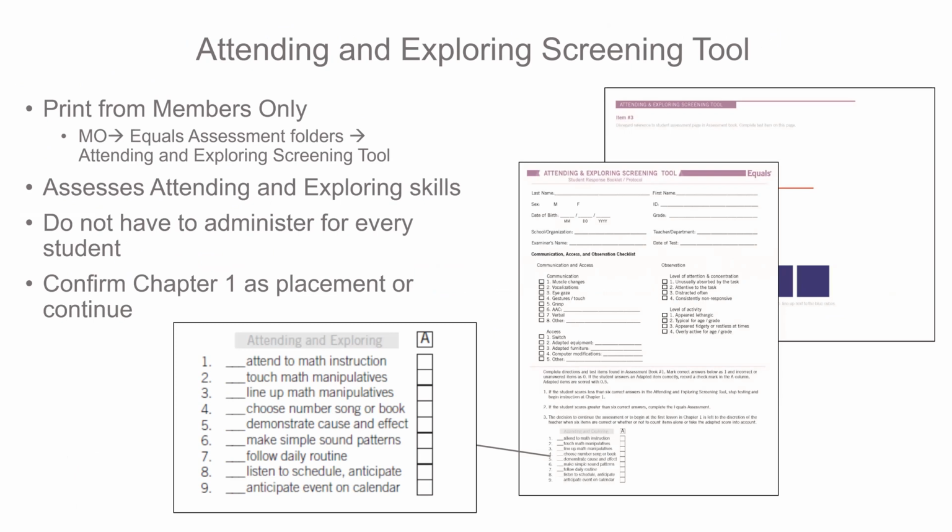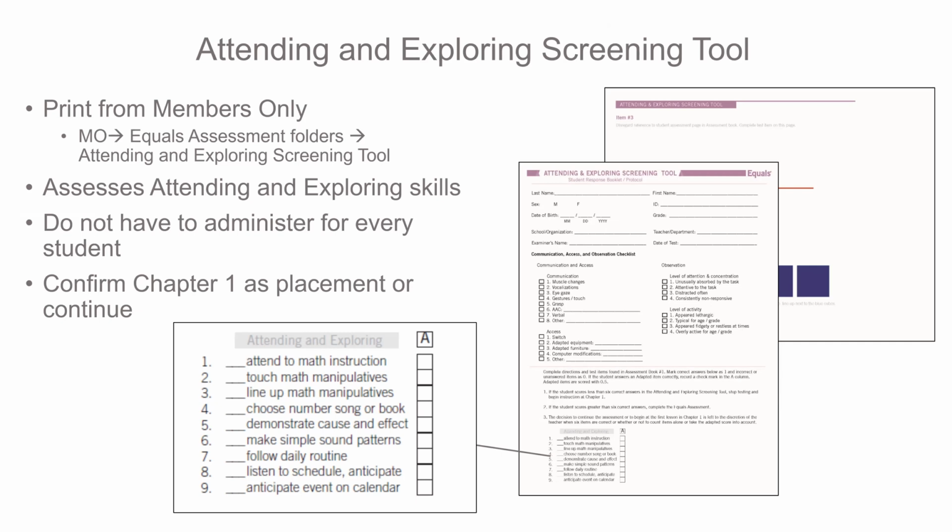Okay, so the attending and exploring screening tool is actually very quick. It has one page with a tiny protocol at the bottom that's 9 items, and then there is just one response page. Essentially, you don't have to use this for every student. It's only for the student where you're wondering, can I just place my student in chapter 1 or should I give more subtests? This will help you make that decision. That's all this is.